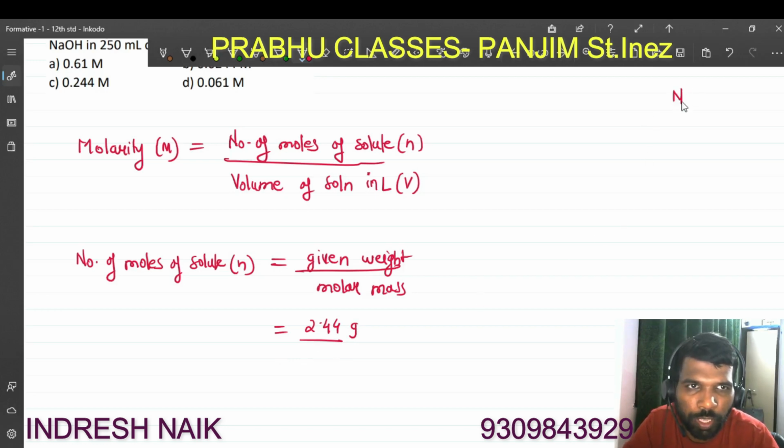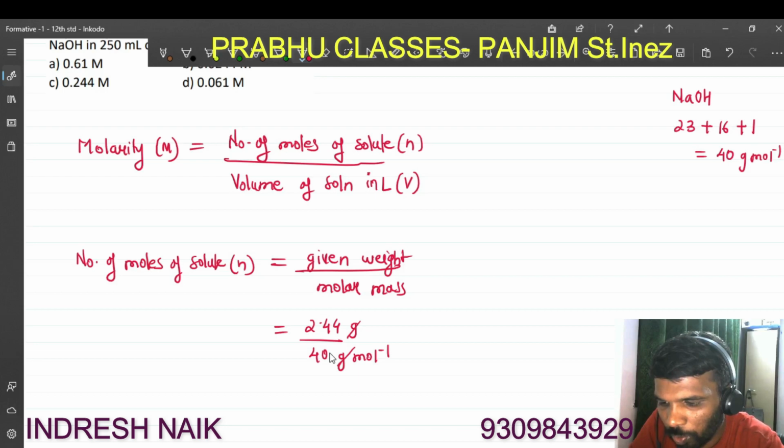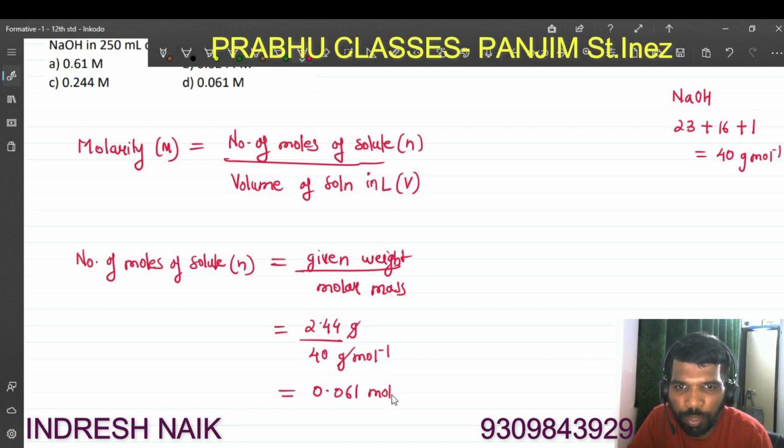And the molar mass of NaOH. What would be the molar mass of NaOH? Sodium is 23, oxygen is 16, and hydrogen is 1. So this comes to 40 grams per mole. So I'll write over here 40 grams per mole. This gram and this gram get cancelled. So here, what would be the answer for 2.44 divided by 40? The number of moles we are finding. As of now, it is 0.061. This per mole will go in the numerator. It will be mole.